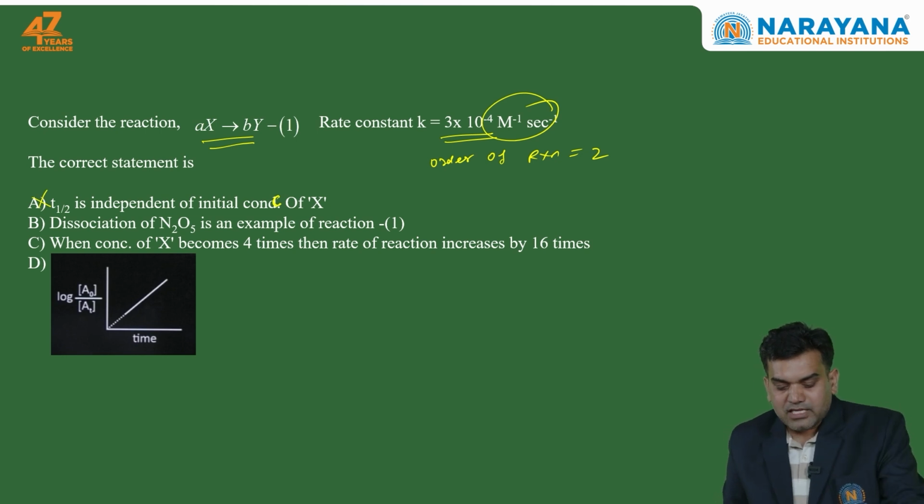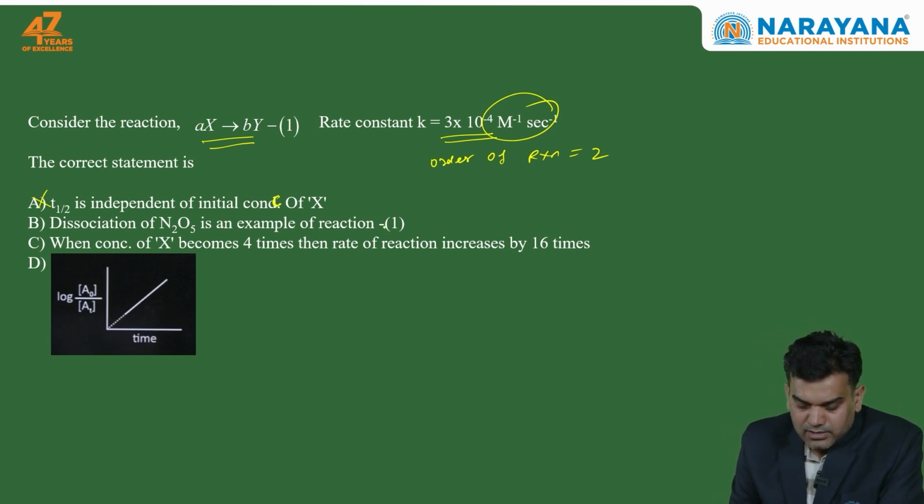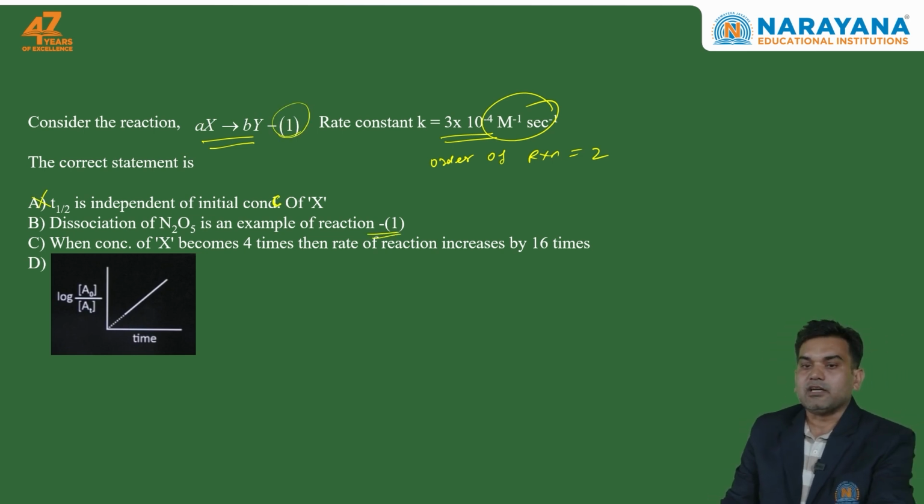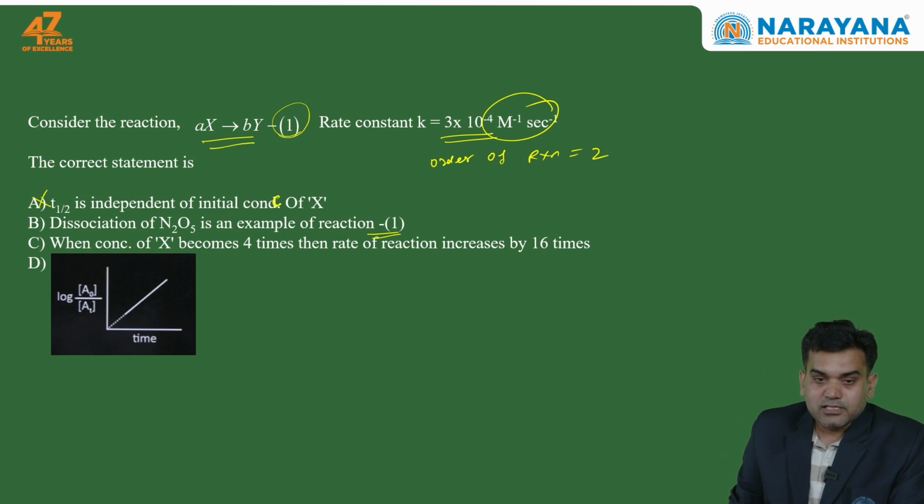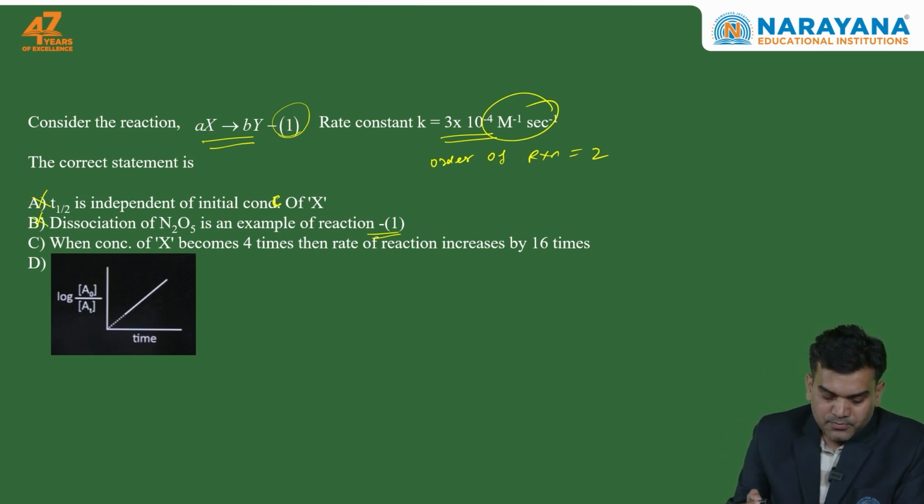Dissociation of N2O5 is an example of the first order reaction, reaction 1. So this N2O5 does not follow second order kinetics, so this B is also incorrect.